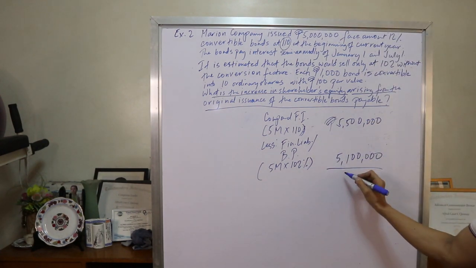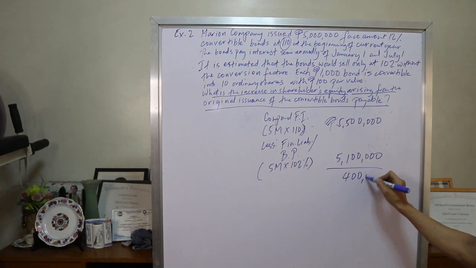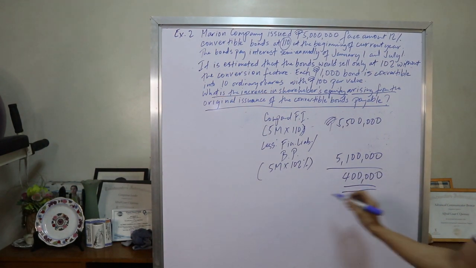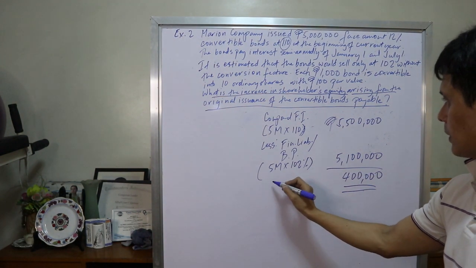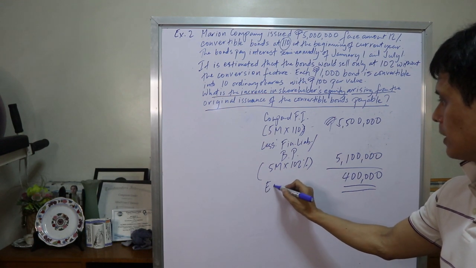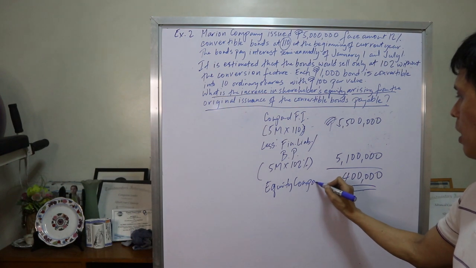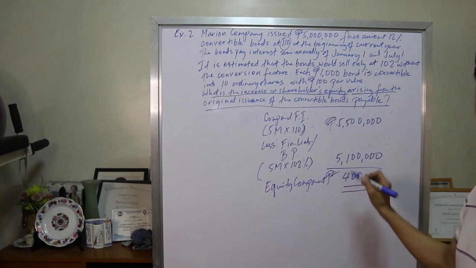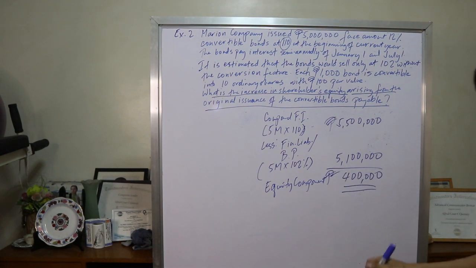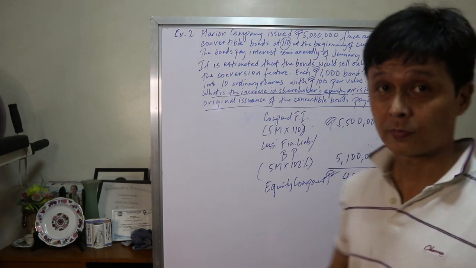So, kunin lang natin difference. This would be 400,000. Itong 400,000 na to, this is the equity component of the compound instrument. So, 400,000 there.